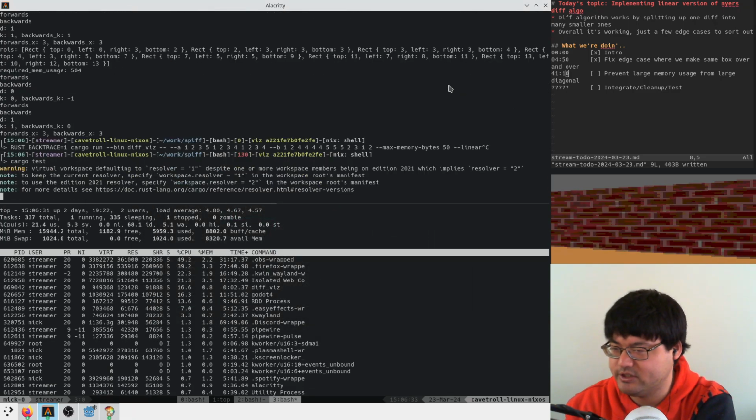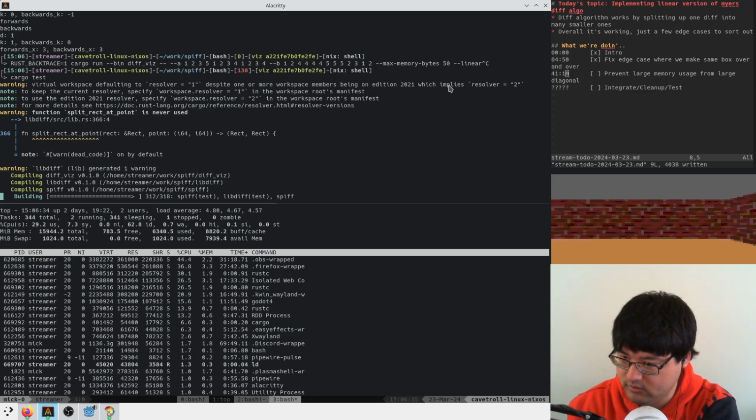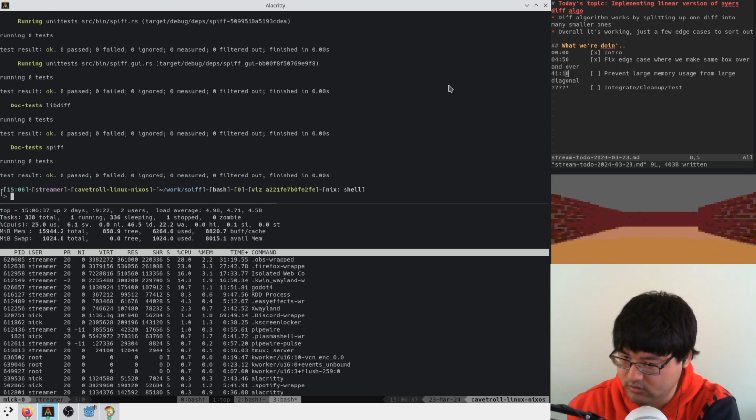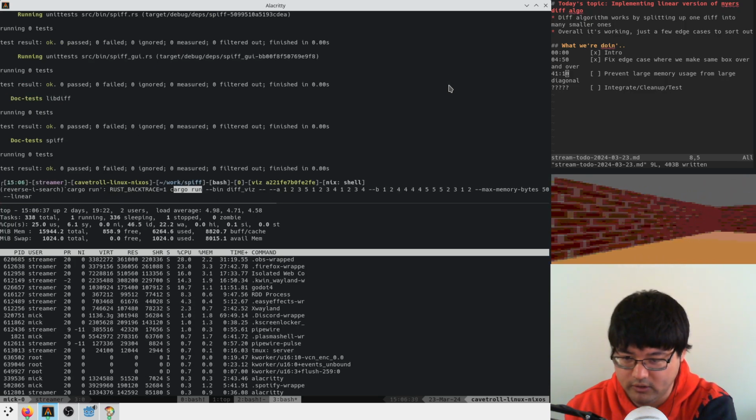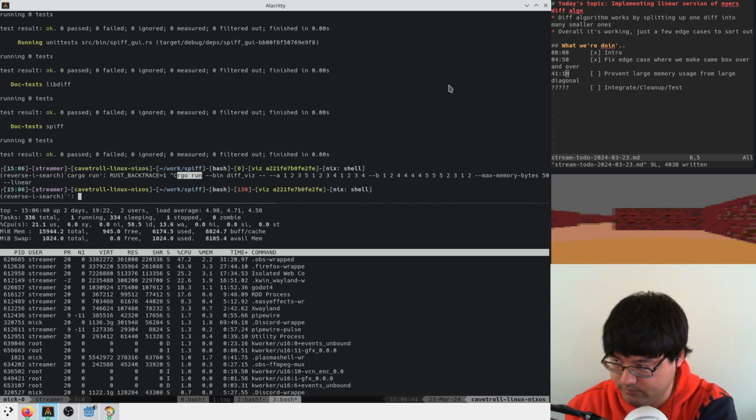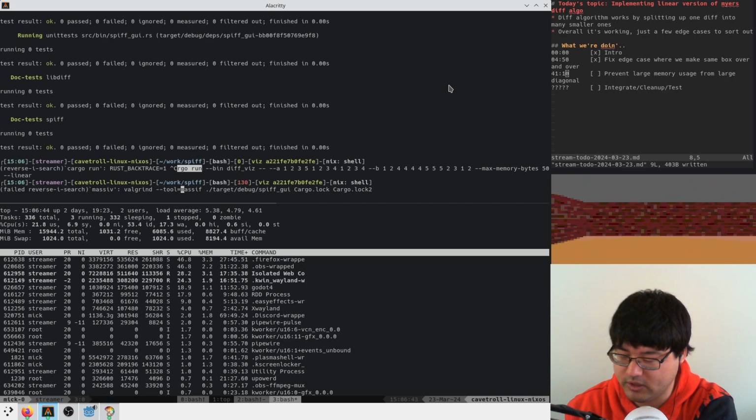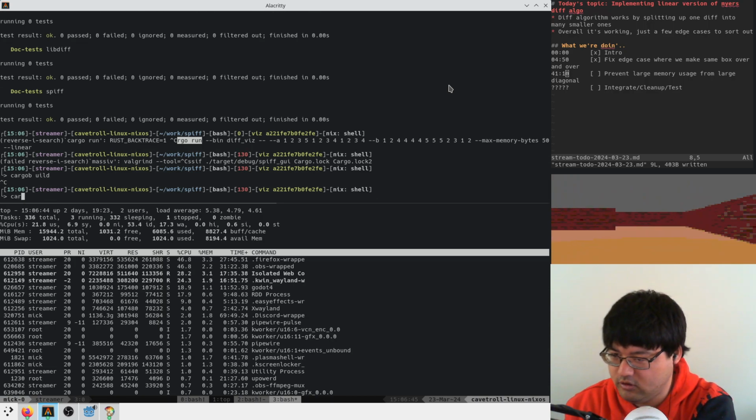First we'll cargo test just to make sure everything's happy. Okay, and let's cargo run on massif. What we were trying to cargo build.